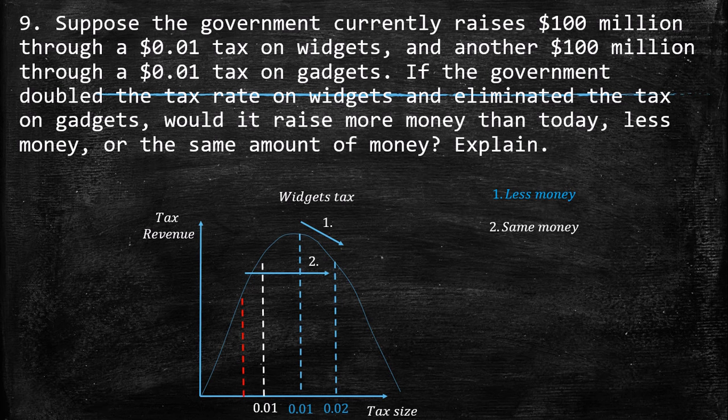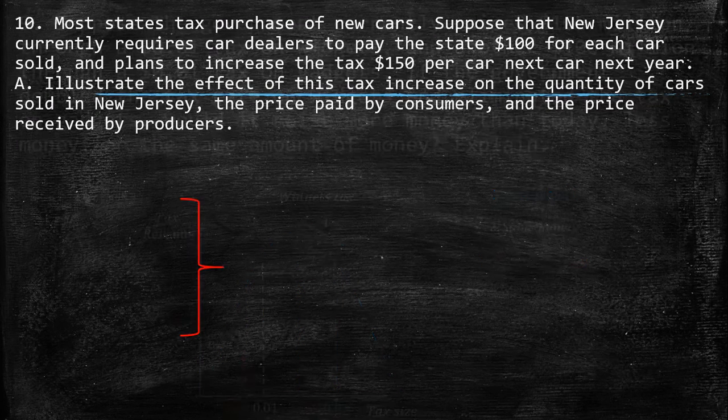So what about the other case, which is doubled money? So this is going to be more money if they were here at 0.01, and with the doubling of the tax, they will arrive at this case, 0.02, which is the maximum tax revenue given the tax size.